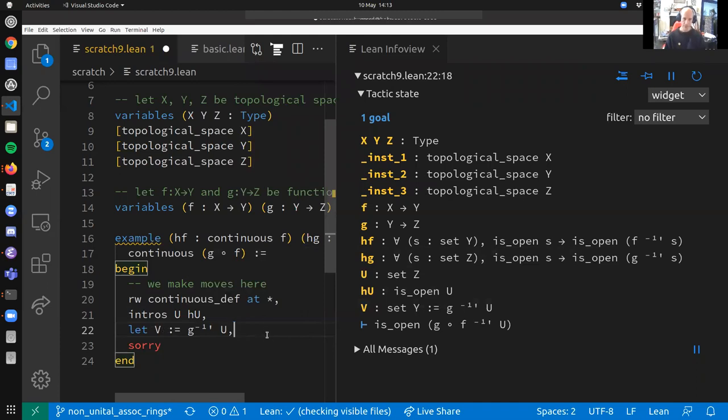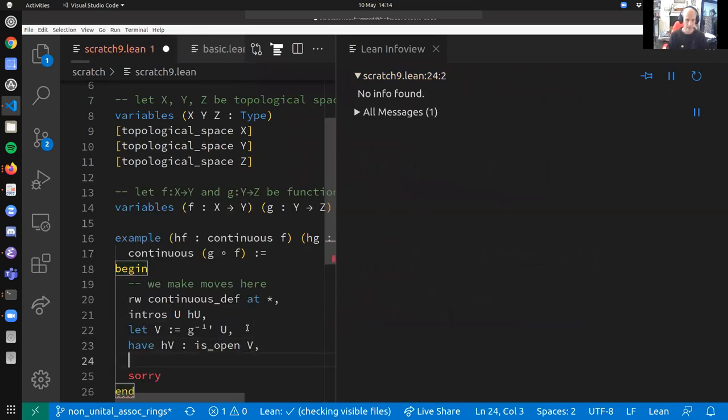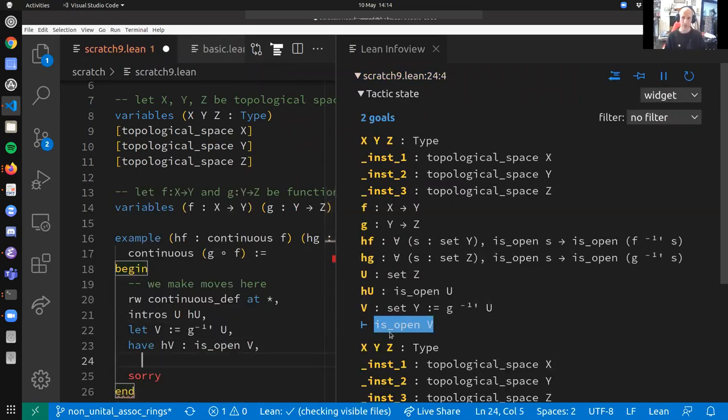So V is now the pre-image of U, so it's a subset of Y. This means a set of elements of Y. And now we need that it's open, right? Have hV be that V is open. So I claim that this thing is open. So now Lean says, okay, so you've got to prove it's open. So why is it open? Well, U was open and g is continuous. So let's apply the hypothesis that g is continuous. And Lean now says, okay, now you've got to prove that U is open, but we know that U is open already. So that's an assumption.